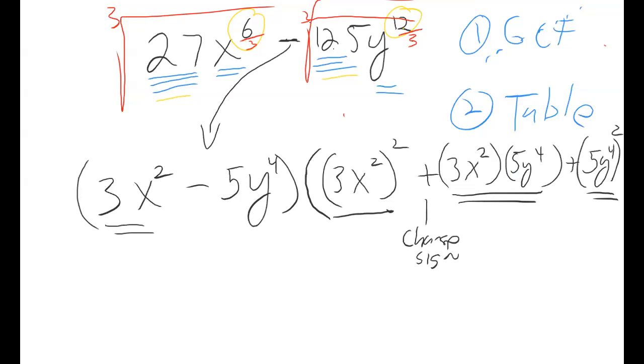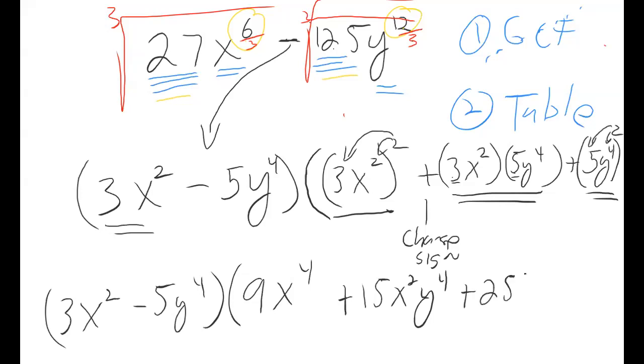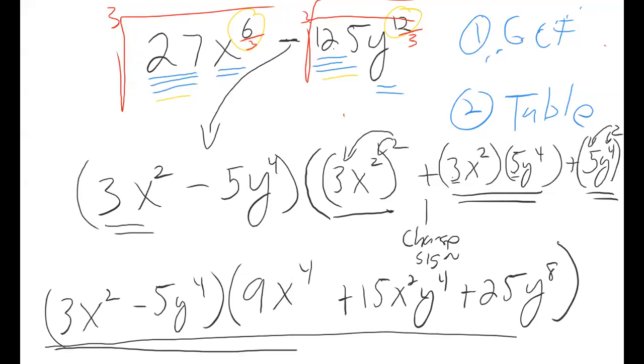So I simplify this all out. I get 3x squared minus 5y to the 4th. 3x squared, remember this gets distributed to both, so this becomes 9x to the 4th plus 3 times 5 is 15, x squared, y to the 4th. Square the last term, remember it gets distributed, put the number and to the power, becomes 25, y to the 8th. And that is my final answer.